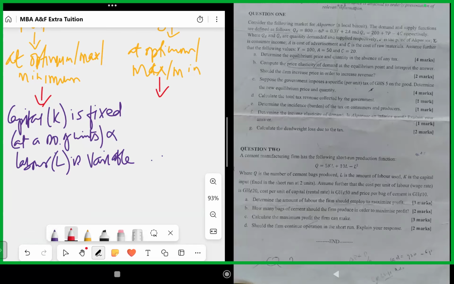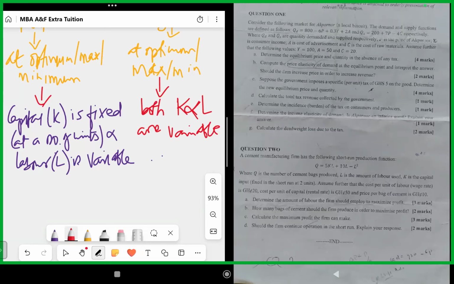Now let's go to the next slide. At optimum or maximum in the long run. In the long run, at optimum could mean maximum or minimum. In the long run, both capital and labor are variable. So if it's a long run question, the question will ask you to solve for both capital and labor. Do you get it? So in the long run, both capital and labor are variable, so you solve for the figures.